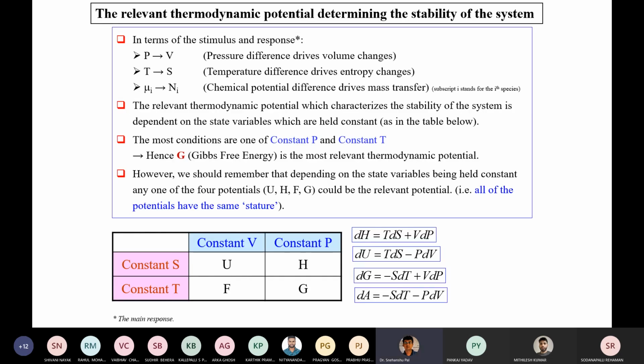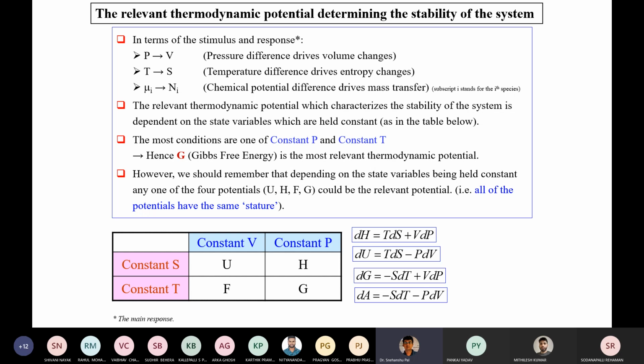So now let us go through certain relevant thermodynamic potentials determining the stability of the system. Pressure difference drives volume change, which we should already keep in mind. These are, you can say, a summary of all the previous lectures, as I understood. The temperature difference drives entropy change, and chemical potential difference drives mass transfer, meaning a deviation in chemical potential leads to mass transfer.